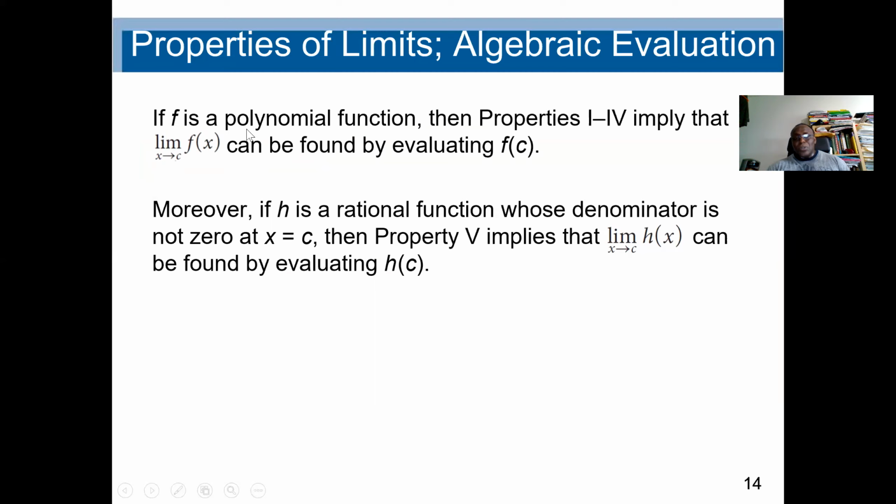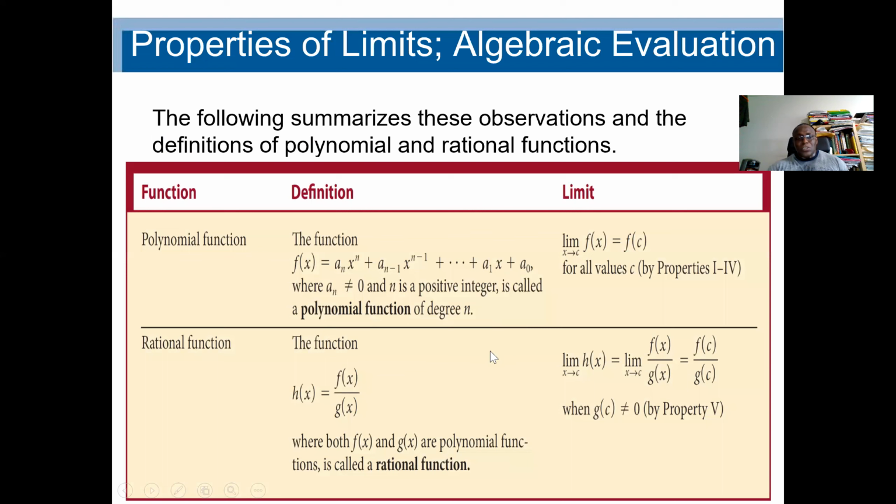We also have a polynomial function, and we may see an example again soon. So if f is a polynomial function, then properties 1 to 4 imply that the limit of f(x) as x approaches c can be found by evaluating f at c. And we may see how that works. So this is again a polynomial function.